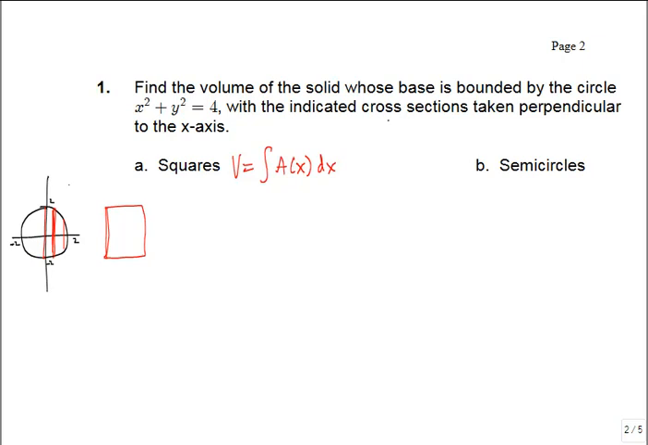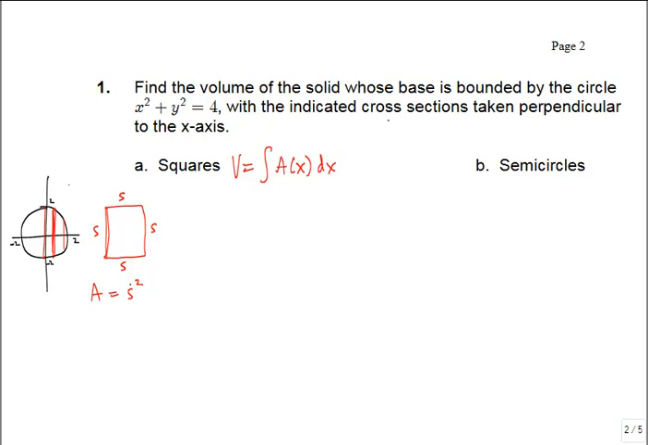Okay, so now that we know the orientation and we know that we're using x's, the next thing we want to focus on is our area function. Since this is a square, we need to know from geometry what the area of a square is. And since it's a square, all sides are equal. So I'm going to call each of these sides s initially. And the area of a square is just length times width, which in this case would be side times side, or side squared. So the area of a square is s squared.